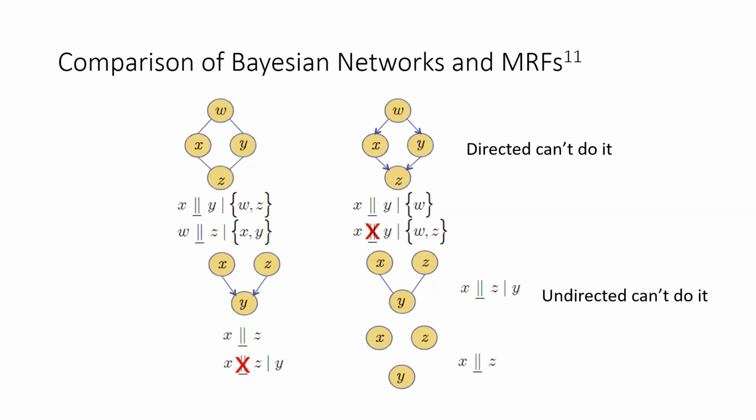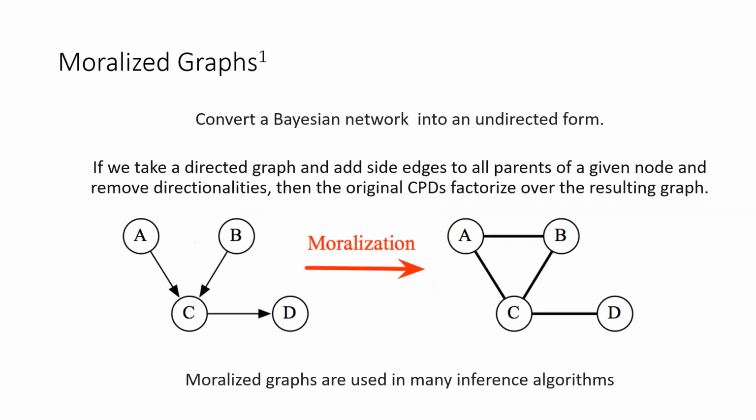Okay. Now having these networks, there are some variants or different representations of these networks that are very important, and I'm going to briefly describe them here. One is what is called the moralized graph, and this is basically a way of converting a Bayesian network into an undirected form. How do we moralize this graph? We take a directed graph and we add side edges between all the parents of a given node, and then we remove the directionality.